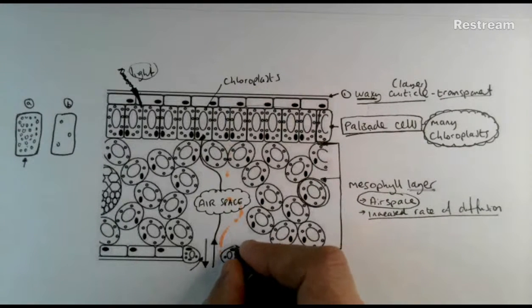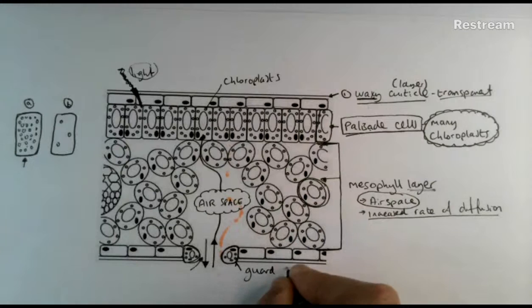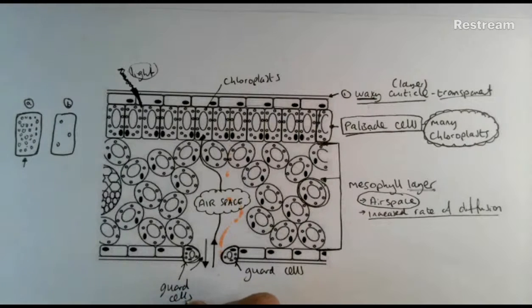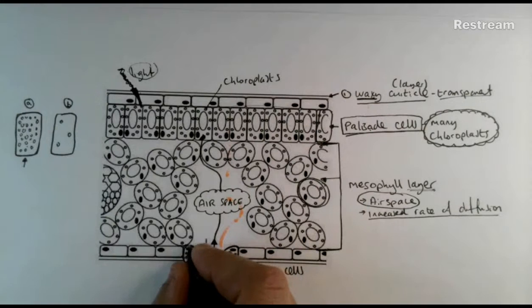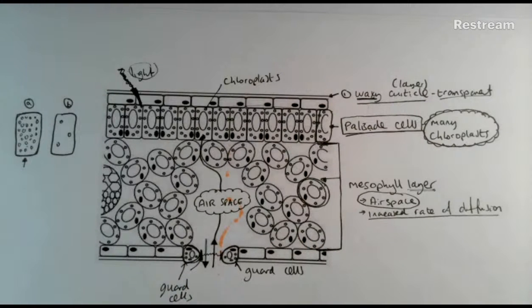Next, what we've got here is the guard cells. These here are the guard cells, and we're going to talk about the guard cells hopefully before the session ends. The guard cells control whether or not this part of the leaf opens and closes. This is the stomata.